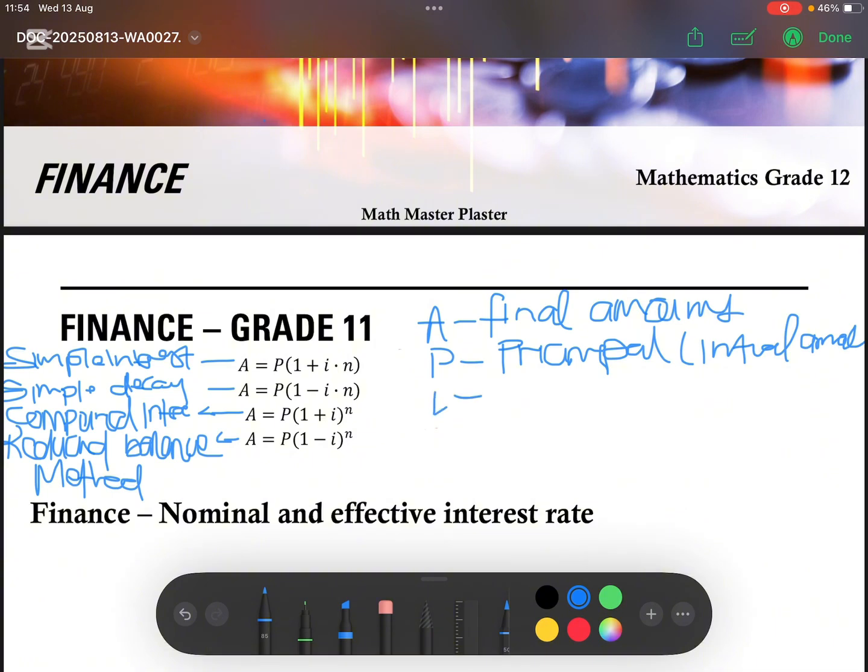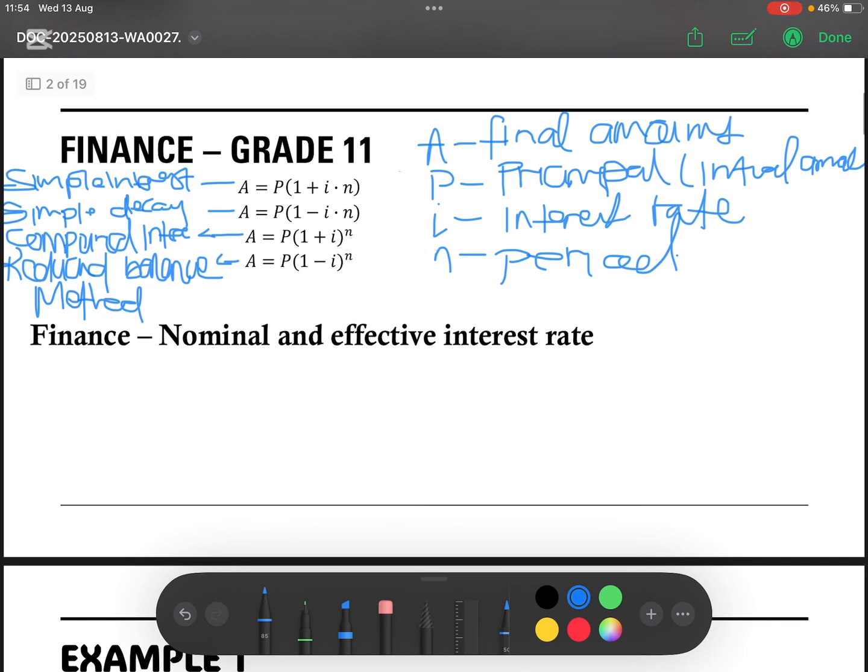Okay, so now we also have i, which we call an interest rate, and then we have n, which is called a period, right? So this is what we've covered in grade 11. We're just doing a bit of a recap of where we're coming from.